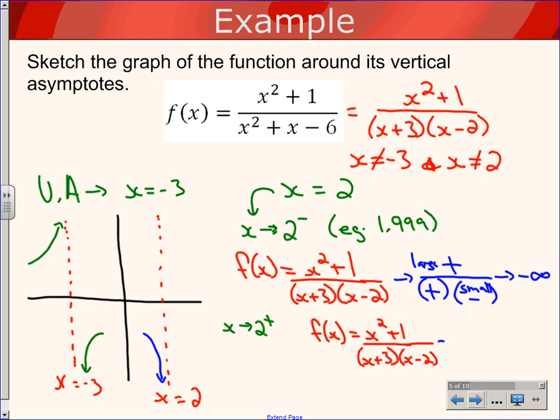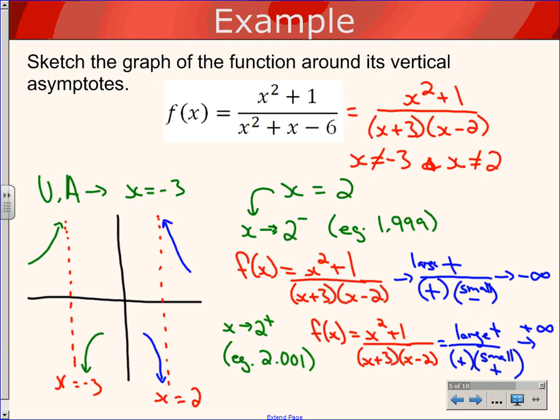And then what happens on the right of 2? To the right of 2, well, I still have a large positive on the top. X plus 3 is still close to 5, so that's a positive number. And now the x minus 2, that should be a really small but positive number. So everything's positive, but it's a large divided by a small. So this one's approaching positive infinity. So as we get close to x equals 2, we're going up to positive infinity as we approach that asymptote. That's how we handle vertical asymptotes, okay?